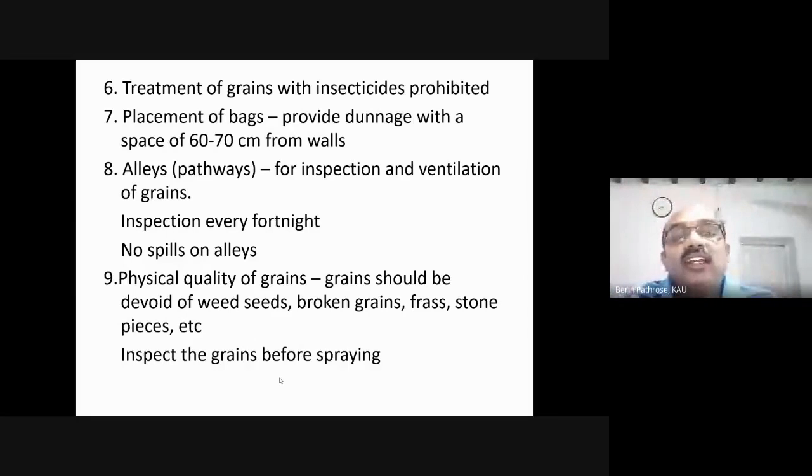Whatever grains are stored should be properly inspected and should be devoid of weed seeds, broken grains, frass, stones, etc. Any inert or unwanted material, we have to screen thoroughly and remove. And inspect thoroughly before carrying out spraying on the bags, whether there is an insect infestation or not. Not in the grains, but on the bags. Then go for a prophylactic spray.